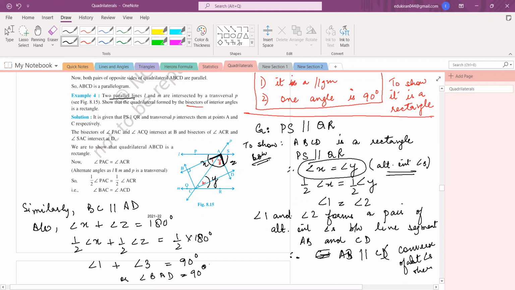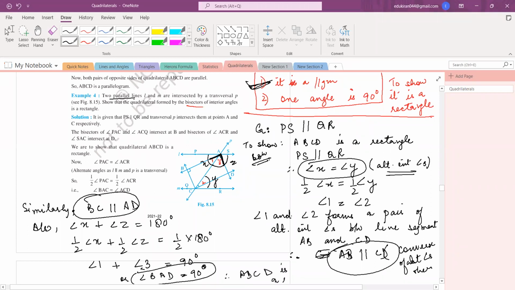So we have shown that one of the angles of this parallelogram is 90 degrees and therefore it is a rectangle. So can you see that we have shown the two conditions? First, it is a parallelogram, that means the opposite sides are parallel. We have shown here that one side is parallel, and similarly you can do it yourself. Second, we have shown that one angle is 90 degrees. So if all the conditions are satisfied, ABCD is a rectangle. So to show a figure is a rectangle, you have to show that first of all, it is a parallelogram, and second, that one of its angles is 90 degrees.